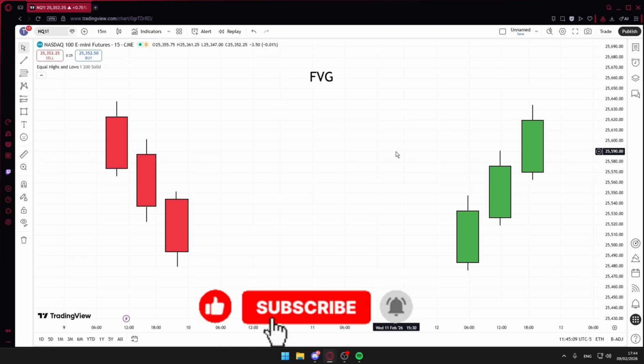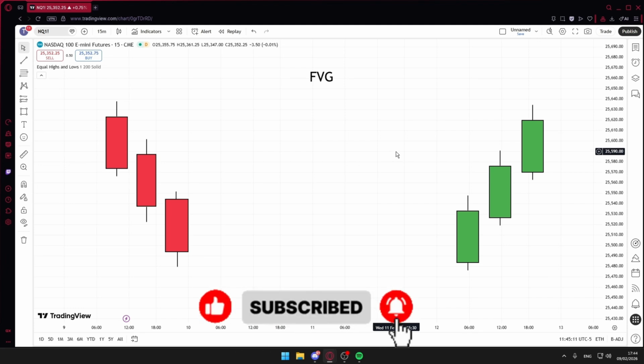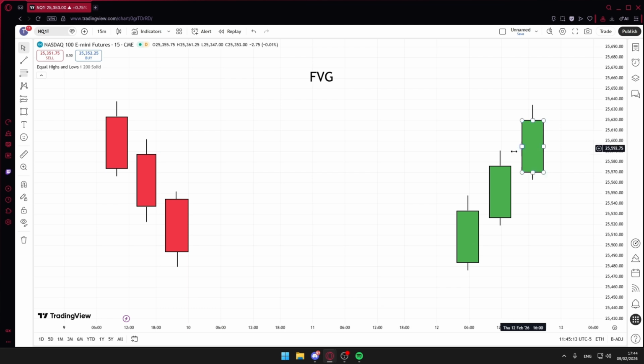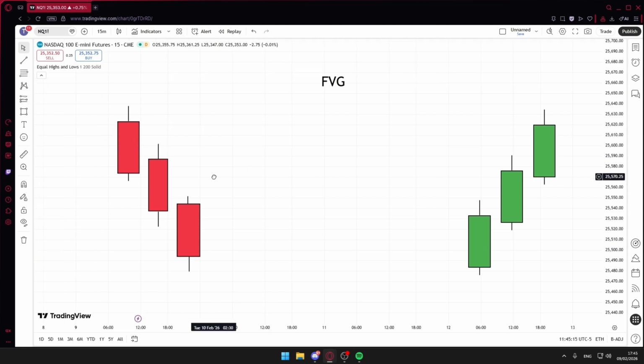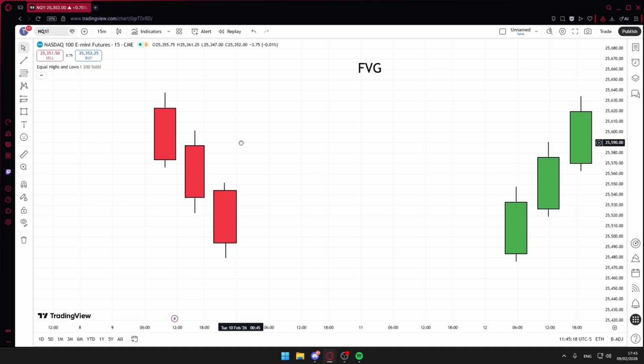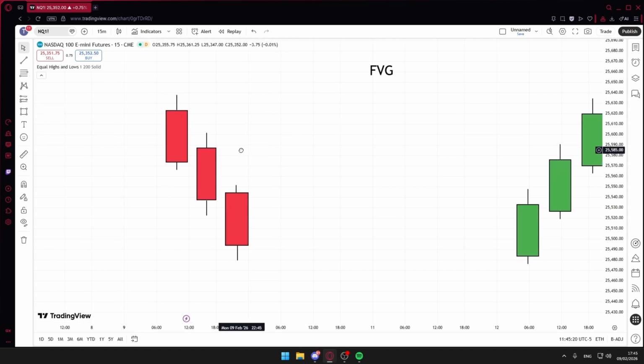Hello everyone, today I'm going to be explaining fair value gap. As you can see, guys, we have here a bullish fair value gap and we have here a bearish fair value gap. I'm going to be starting with the bearish fair value gap.